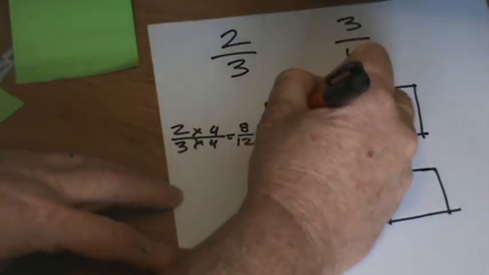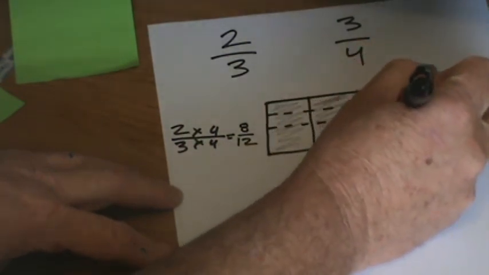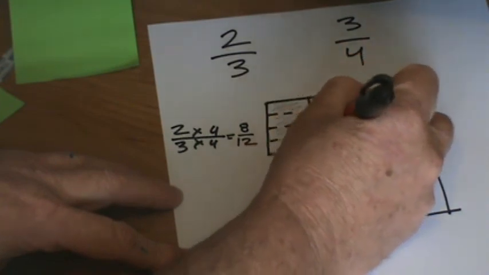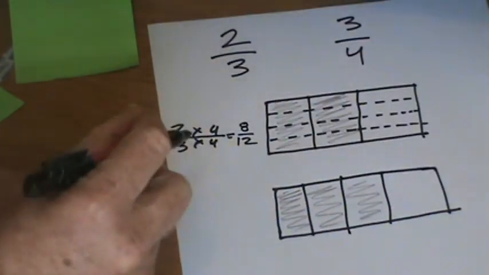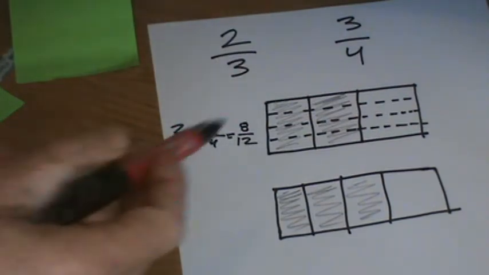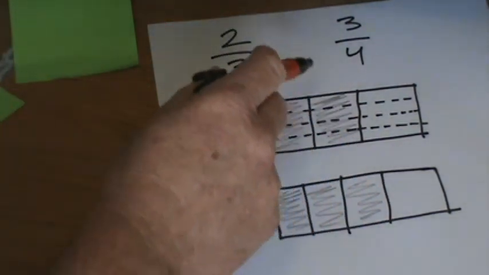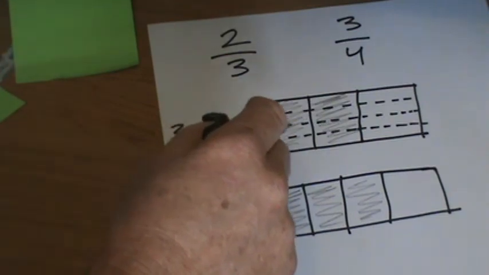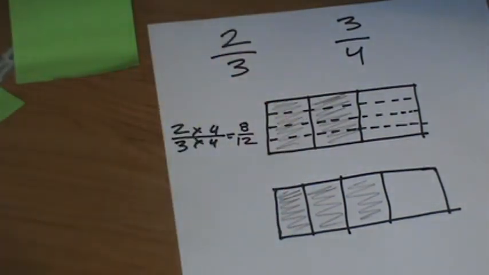There's 3, 6, and 9, and 12. So now we can see that it's become 1, 2, 3, 4, 5, 6, 7, 8. It's still the same fraction, an equal fraction. It's just smaller pieces, smaller units. So 2/3 does in fact equal 8/12.